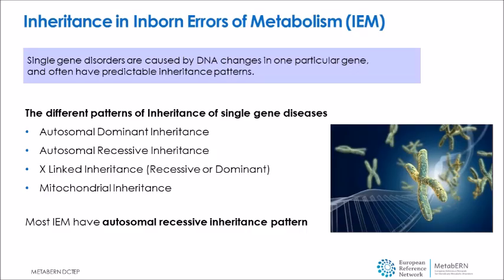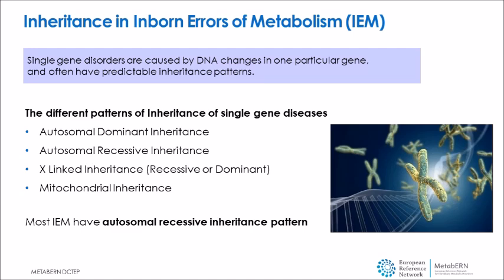Diseases caused by mutation in a single gene are usually inherited in a simple pattern, depending on the location of the gene and whether 1 or 2 normal copies of the gene are needed. This is often referred to as Mendelian inheritance because Gregor Mendel first observed these patterns in garden pea plants. Single gene disorders caused by DNA changes in one particular gene often have predictable inheritance patterns.